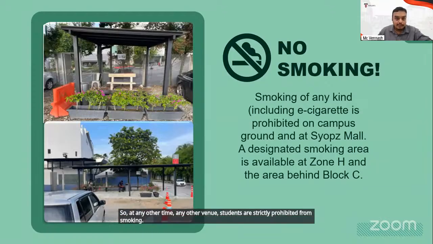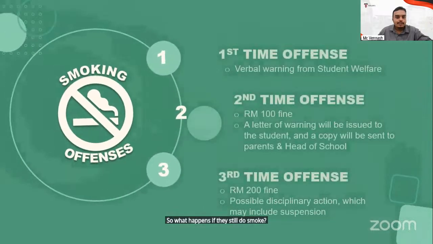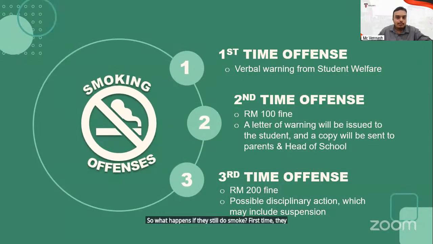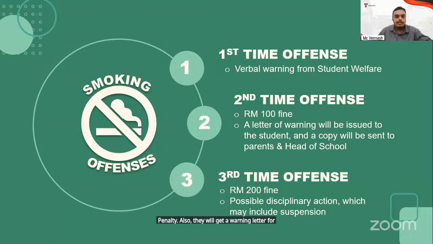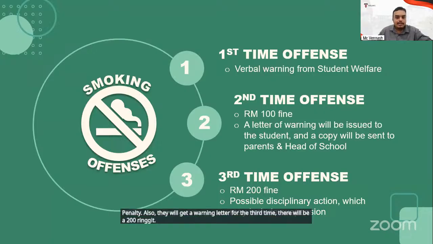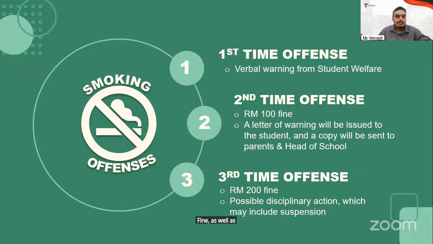So what happens if they still do smoke? First time, they will get a verbal warning. Second time, there will be a 100 ringgit penalty. Also, they will get a warning letter. For the third time, there will be a 200 ringgit fine, as well as possible disciplinary action, which could lead up to suspension.